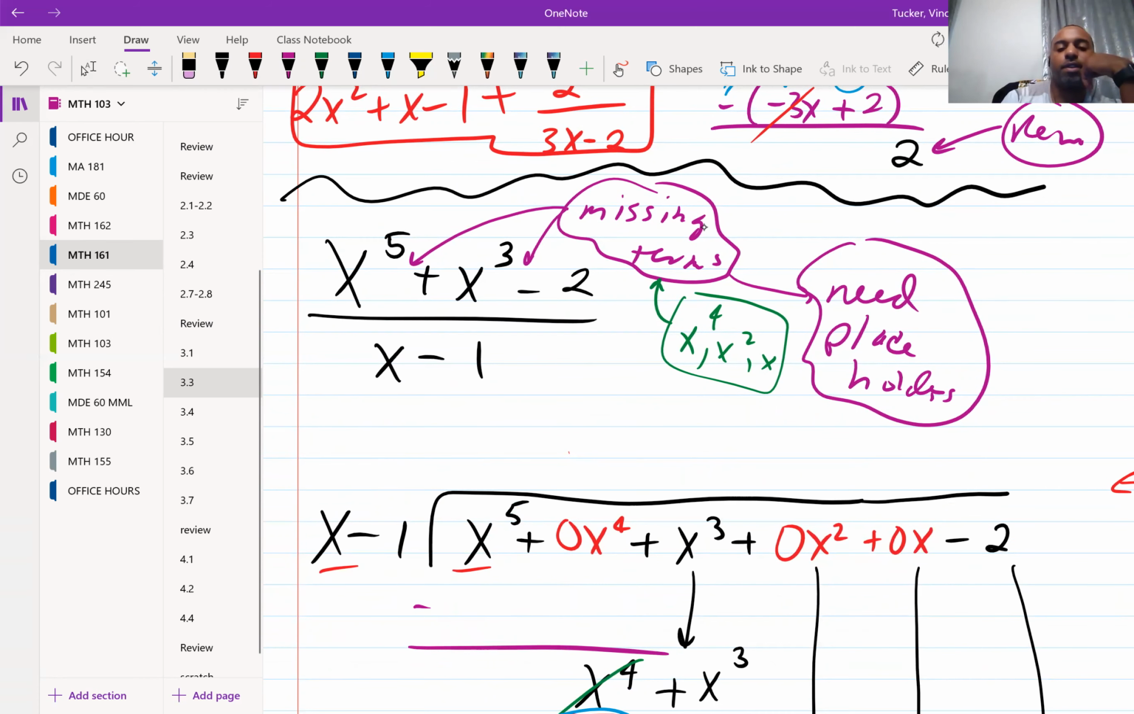I have x to the fifth, 0x to the fourth. 0 times anything is just 0. So it didn't change the value. x cubed plus 0x squared plus 0x minus 2. So whenever you need placeholders, you can put a 0 in front of that variable. And that will give you that spot. So what it does, it allows us to go through our progression throughout the process without any problems.